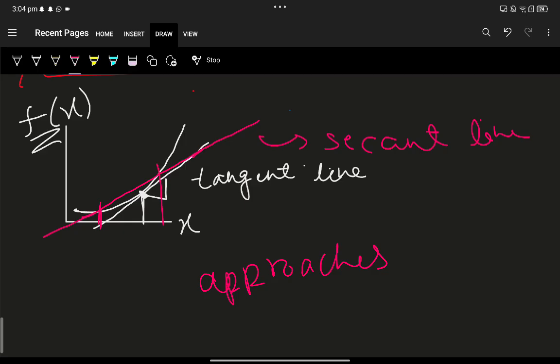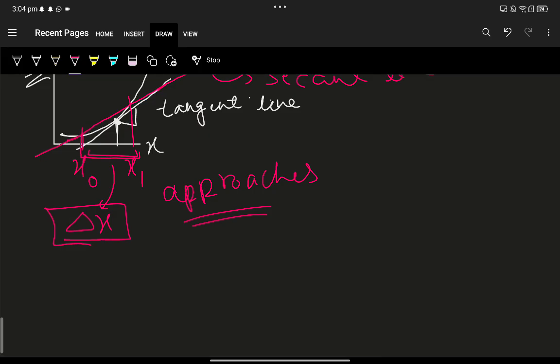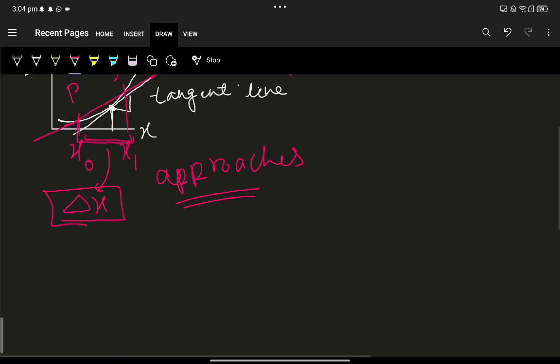So basically, if I reduce the distance between the two points, let's say that this is x naught, and let's say this is x1. This is x naught and x1, and if I consider this distance, from the first line to the second line, as delta x, where delta is basically to show the change in x, the change in the value of x, and if I consider this point as p and this point as q, and the change in the value of x as delta x, I can just redraw it.